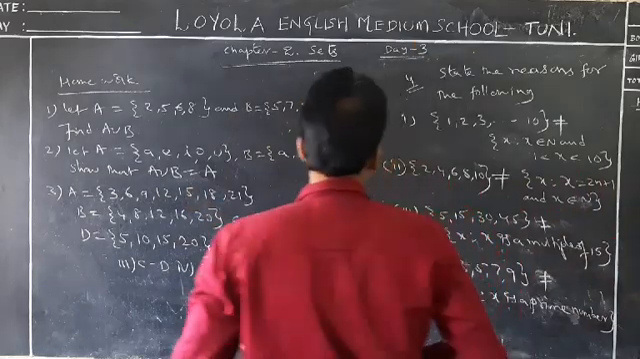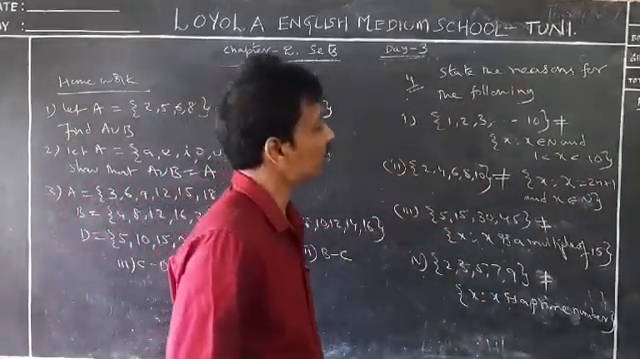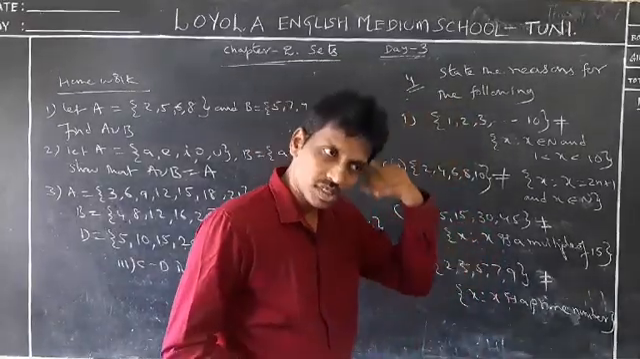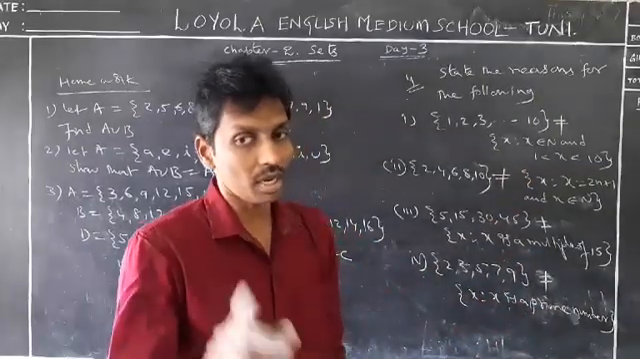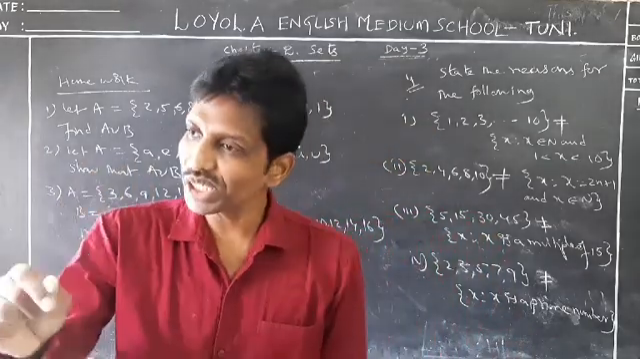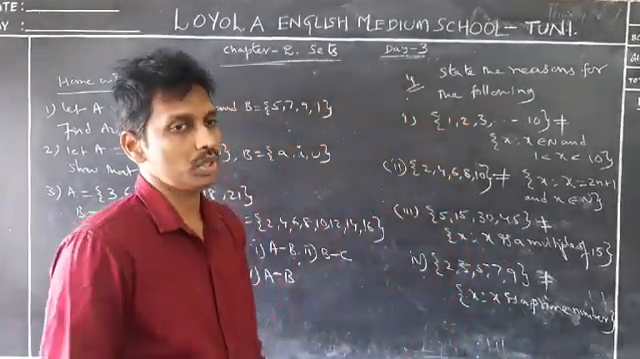Now you go to the fourth question. State the reasons for the following. Here actually it was given in the question: these 2 sets are not equal. We are not asking questions based on equivalent sets. We are asking some questions to get practice based on equal sets only.